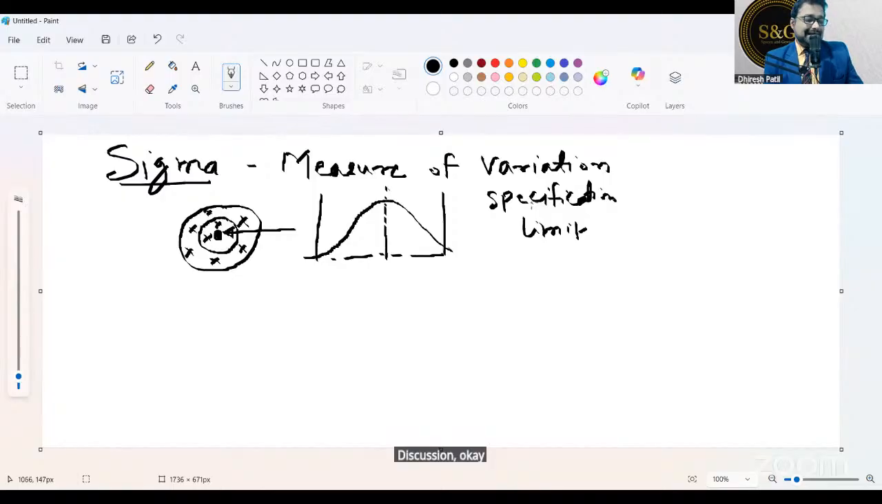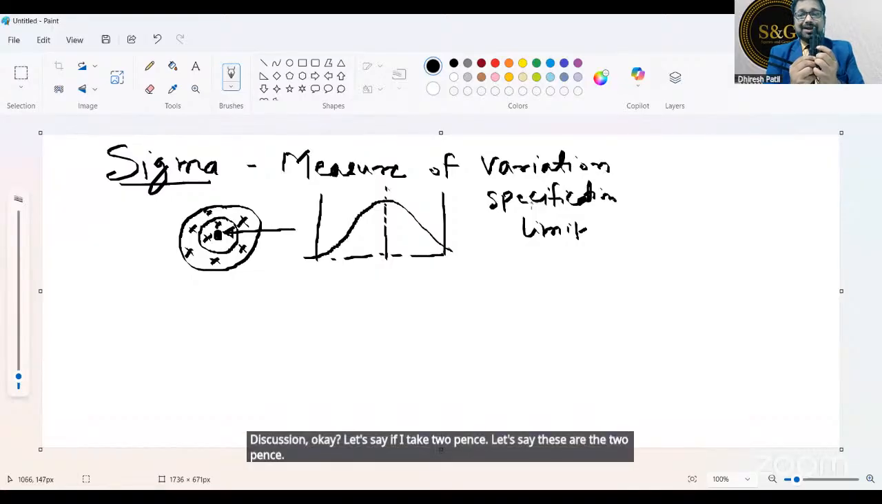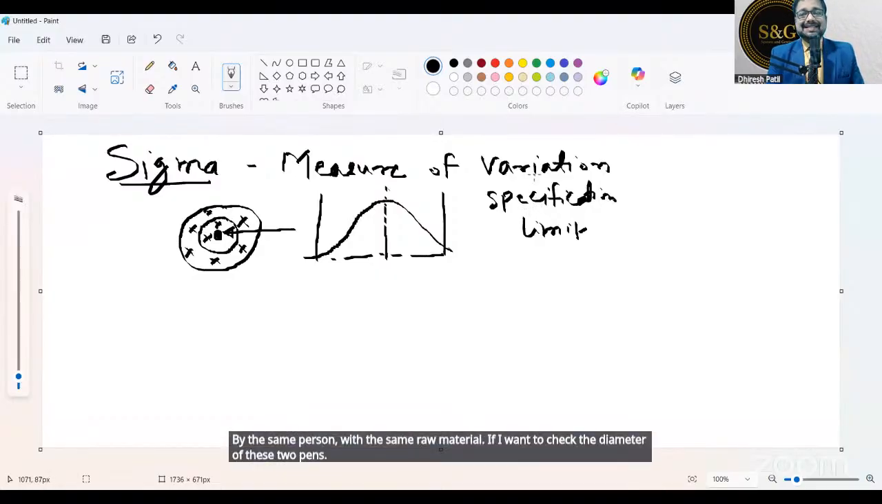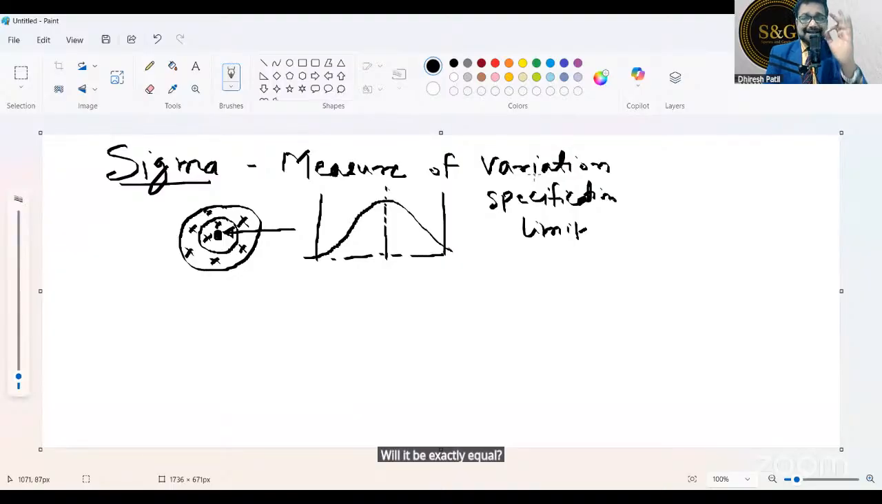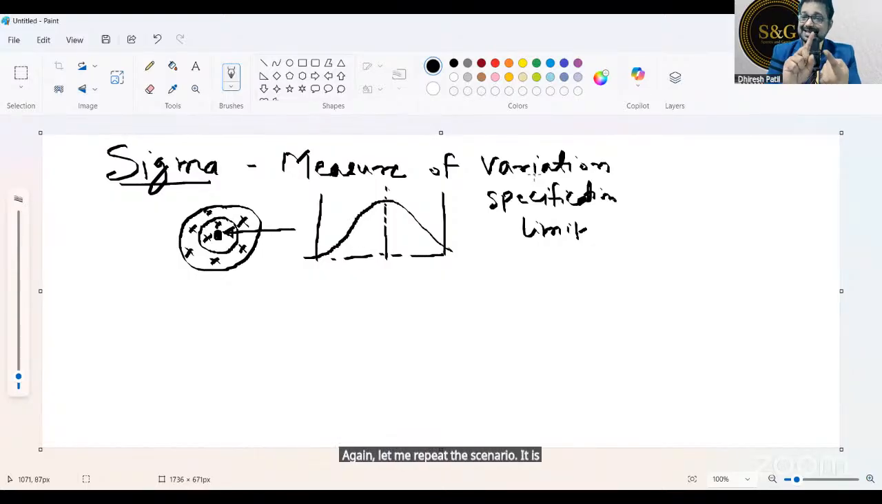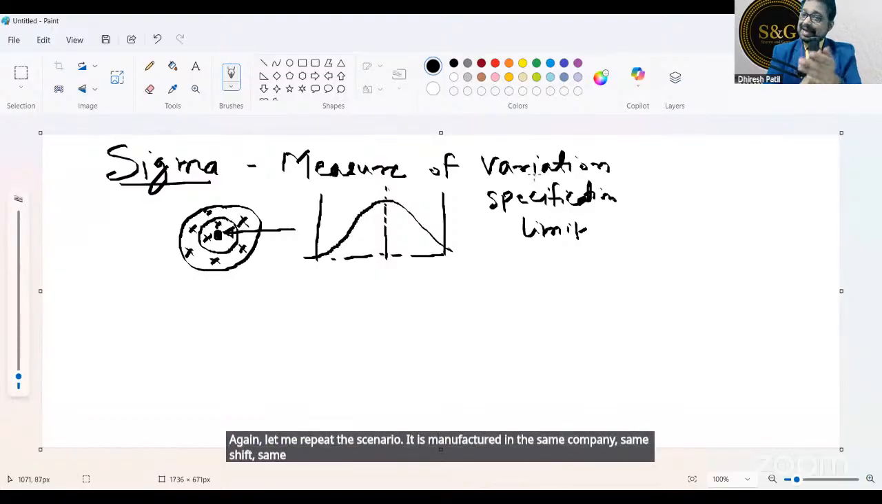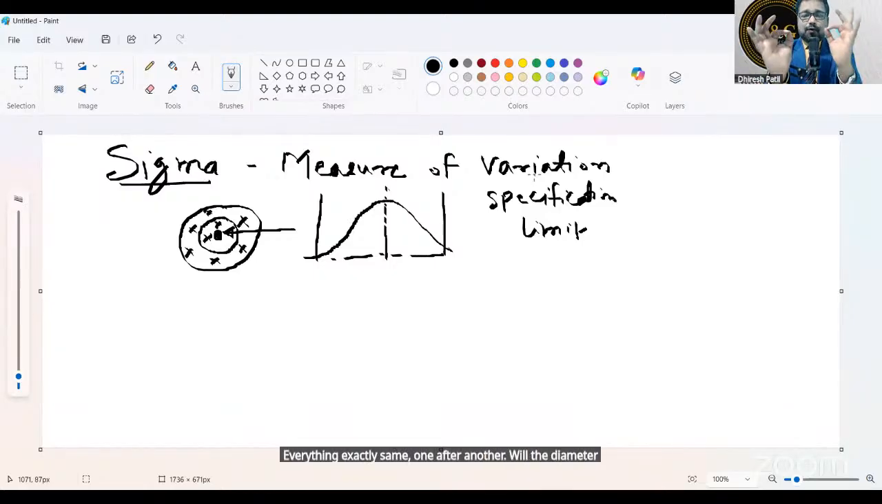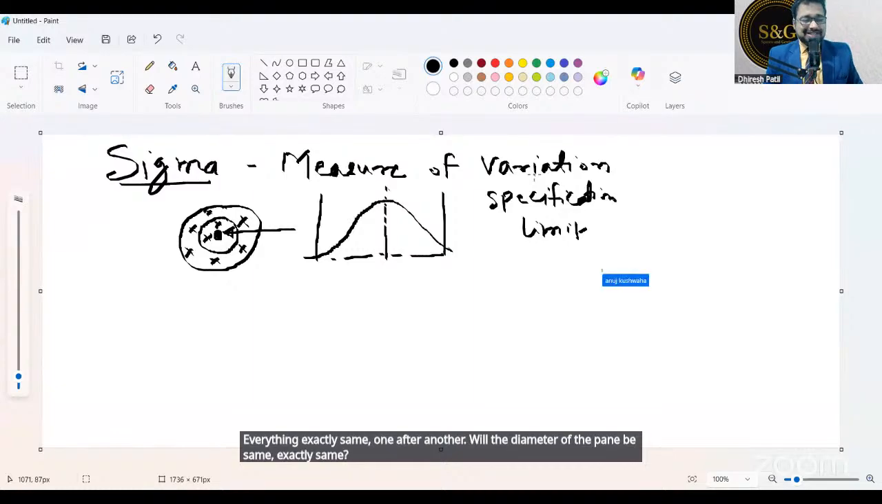Let's say I take 2 pens, manufactured exactly on the same day, on the same machine, in the same shift, by the same person, with the same raw material. If I want to check the diameter of these 2 pens, will it be exactly equal? Just type yes, no in the chat box. Again, let me repeat the scenario. It is manufactured in the same company, same shift, same machine, same person, same raw material, everything exactly the same, one after another. Will the diameter of the pen be exactly the same? Just give me yes, no in the chat box.